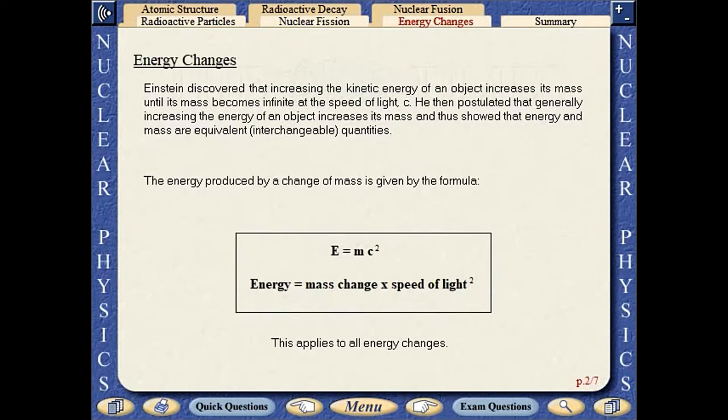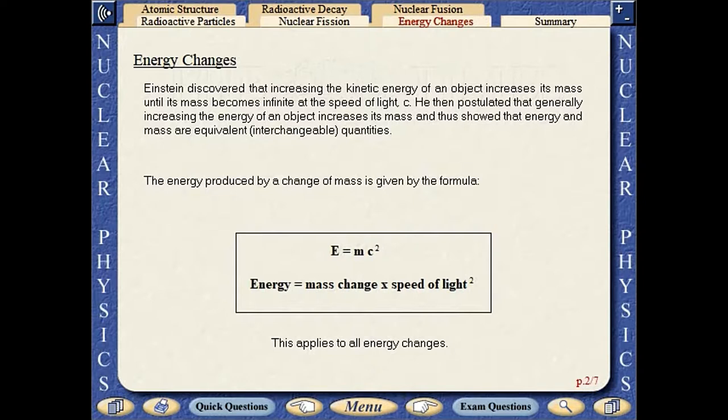Einstein found that increasing the kinetic energy of an object leads to an increase in its mass until its mass becomes infinite at the speed of light. He then postulated that, generally, increasing the energy of an object increases its mass, and thus showed that energy and mass are equivalent or interchangeable quantities.